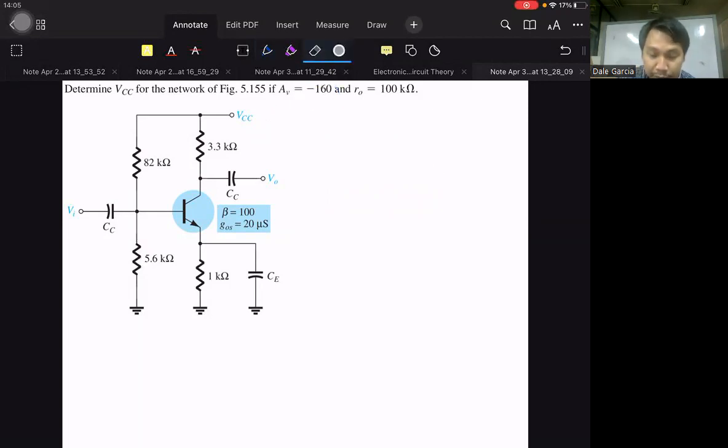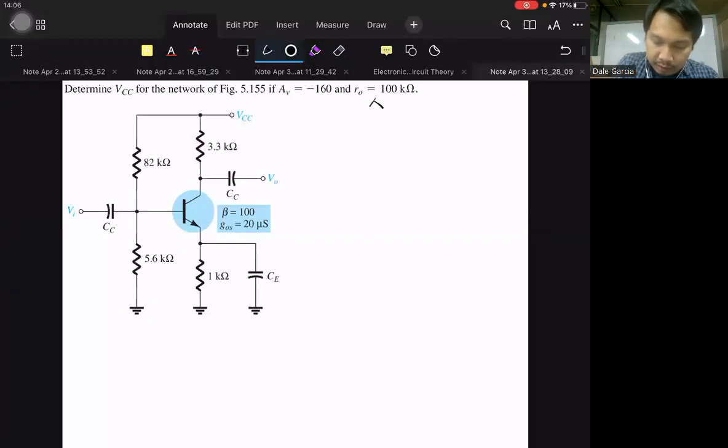So muna ang question nato karon. No, so isa ra ka buok ang atong unknown, VCC ra. So given na daan si gain as negative 160 and si RO as 100 kilo ohms. So what about this one? Unsa man ni siya?